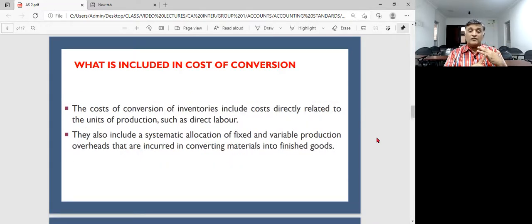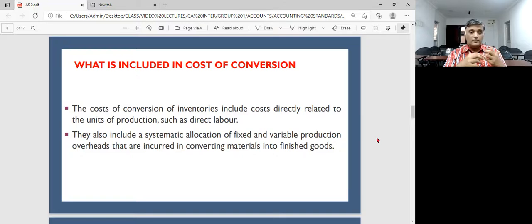The next is cost of conversion. First was cost of purchase. Next is cost of conversion. What is cost of conversion? Because you got the material, you purchase the material. Now you're going to apply some labor and other overheads on that, right? You're going to process it, right? So there is a conversion cost which is getting involved.